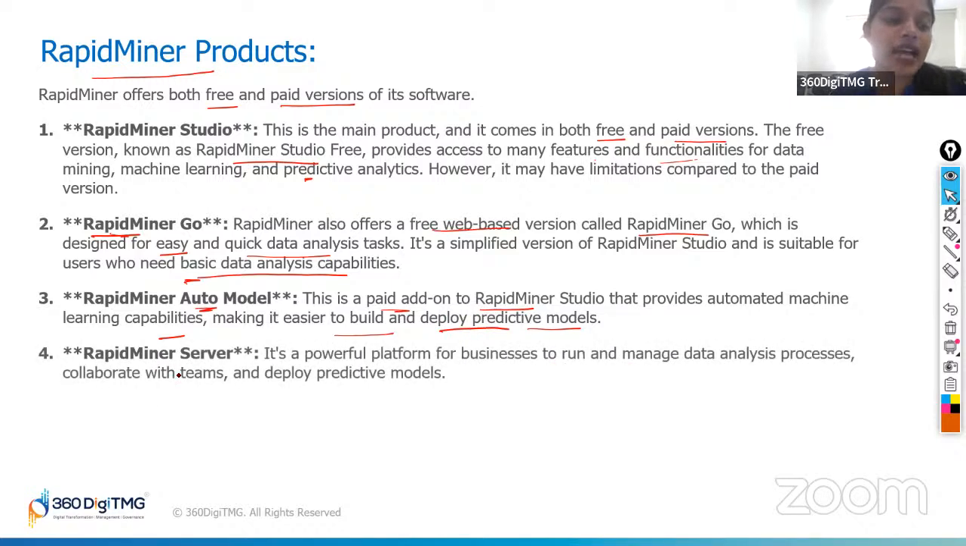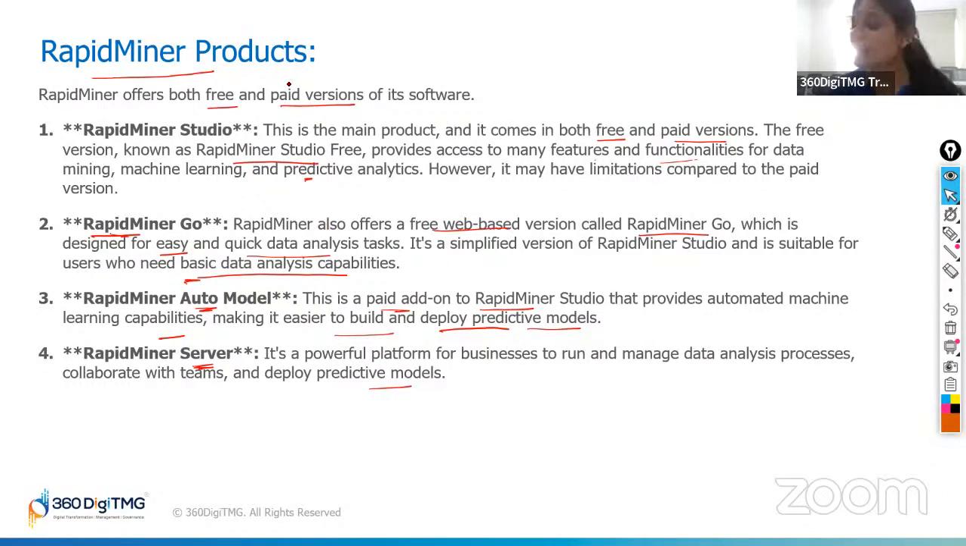And the fourth one is RapidMiner Server. So what is RapidMiner Server? It is a powerful platform for businesses to run and manage data analysis processes, collaborate with teams, and deploy predictive models. So there are various products present.